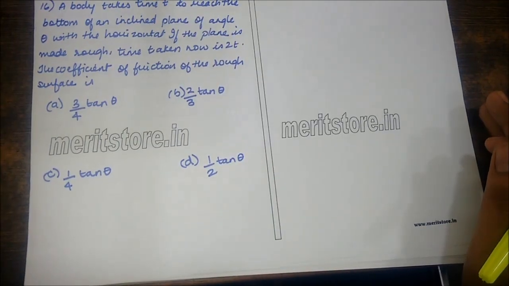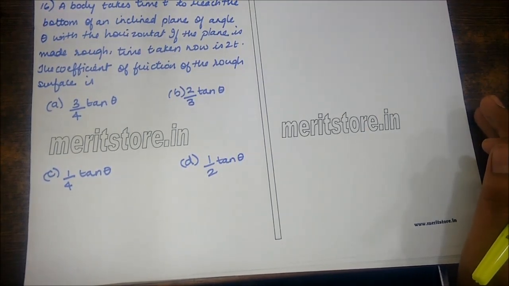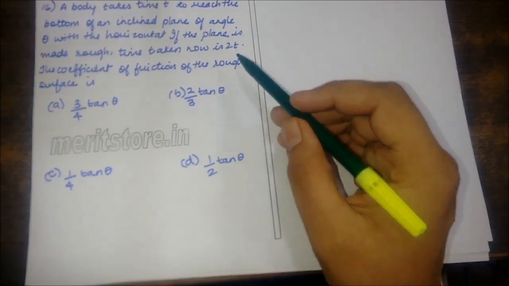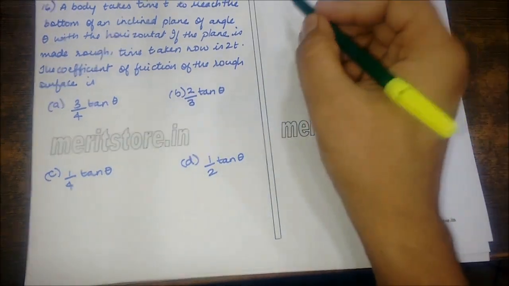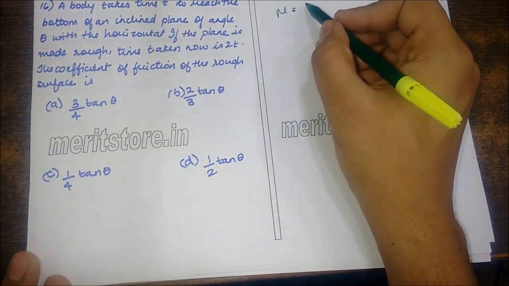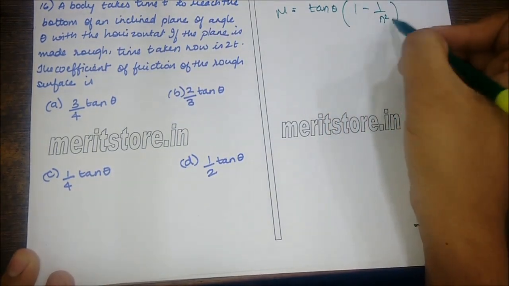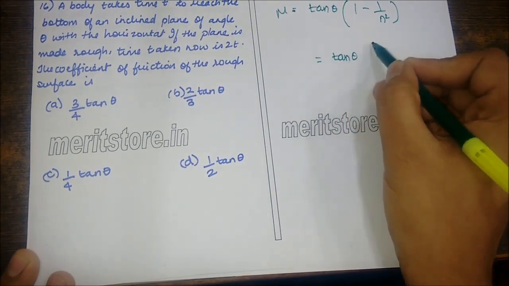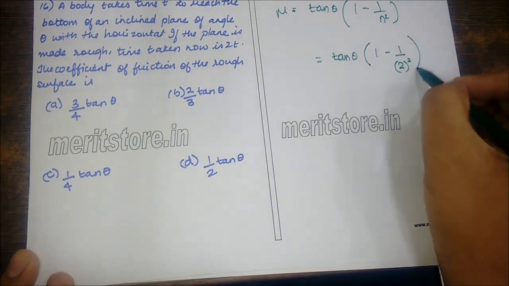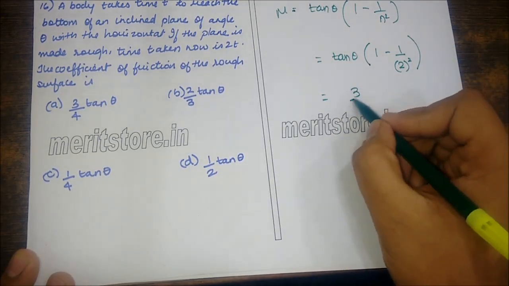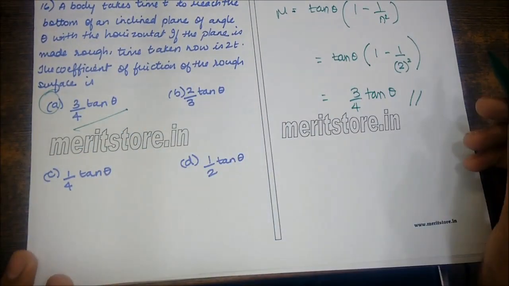A body takes time t to reach the bottom of an inclined plane of angle theta with the horizontal. If the plane is made rough, time taken now is 2t. The coefficient of friction of the rough surface is? Now to solve this question, we know mu is equal to tan theta into 1 minus 1 upon n square, tan theta into 1 minus 1 upon 2 square, where the value of n is 2, which is equal to 3 by 4 tan theta. So option A, 3 by 4 tan theta is the correct answer.